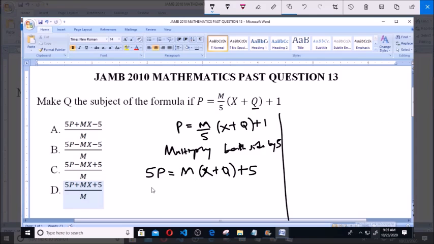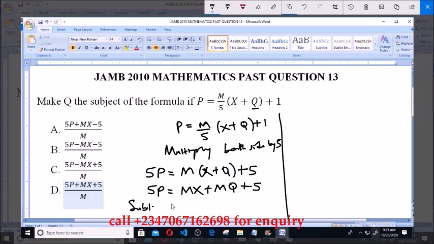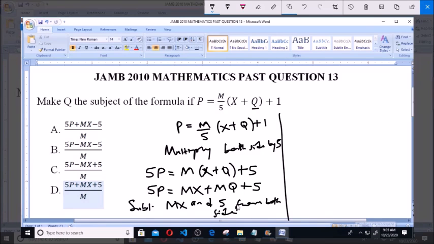Now this is equal to 5P is equal to MX, that's opening a bracket now, plus MQ plus 5. Now let's subtract what? Let's subtract 5 and MX from both sides. So we subtract MX and 5 from both sides, giving us 5P minus MX minus 5 is equal to MQ.